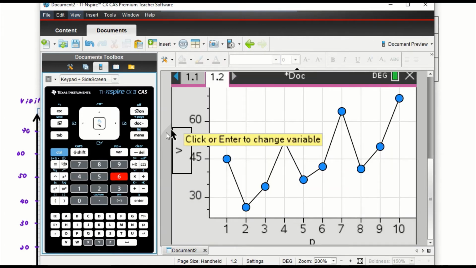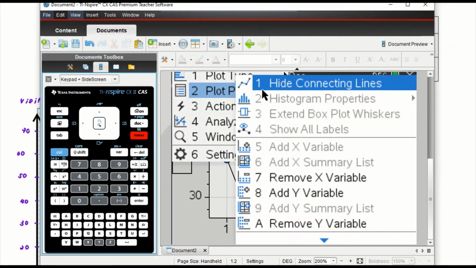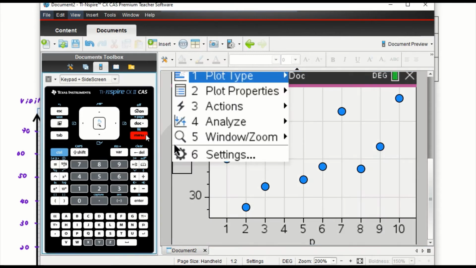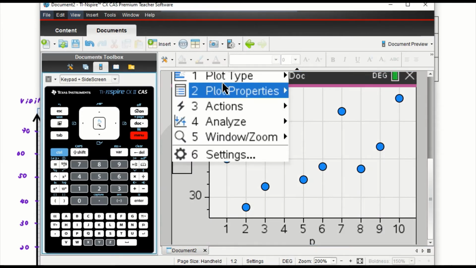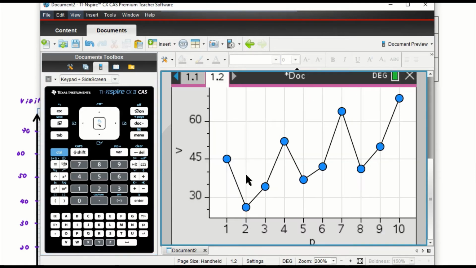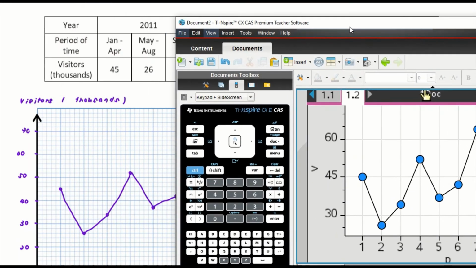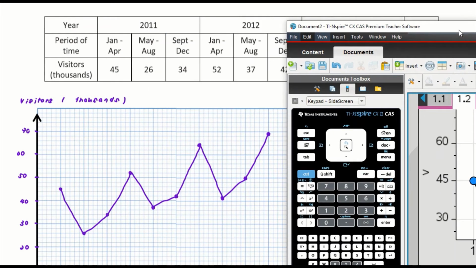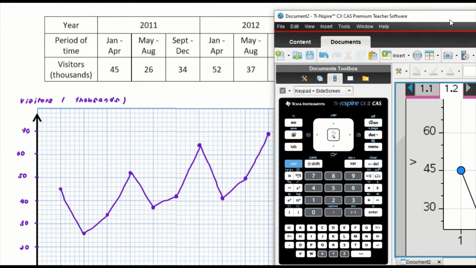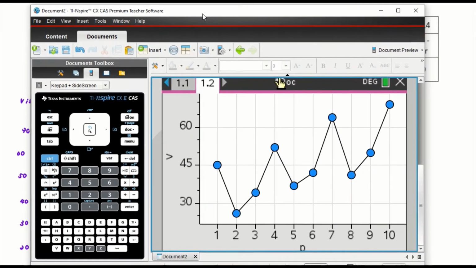All right, so let me try to remove this again. The second thing that you can try is to go to menu, and then instead of going to plot type, you go to plot properties. Under plot properties, the first option is connect data points. After you press 1, you press enter, and you'll get exactly the same thing as well. So you'll be able to compare the graph that we drew on the graph paper and the graph that you have in your calculator. Basically, they show you the same pattern and the same variation here.